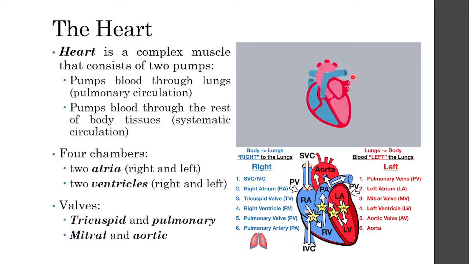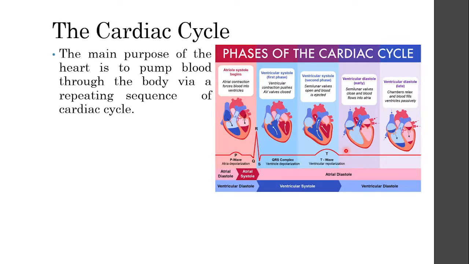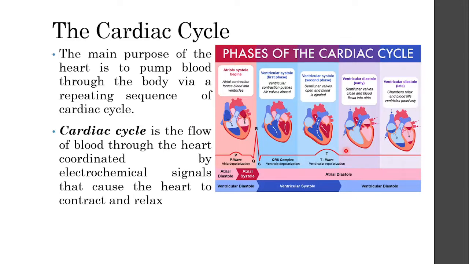Now let's talk about the cardiac cycle. This is a discussion on the contraction of the heart. I will repeat a lot of things, but it's basically just the contraction. So we have different phases. The main purpose of the heart is to pump blood, and in order for the heart to pump blood, it has to contract and relax. This series of contraction and relaxation is what we call the cardiac cycle.